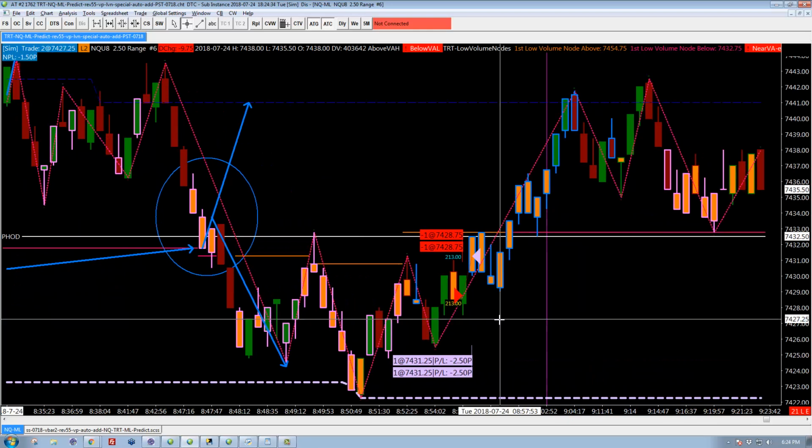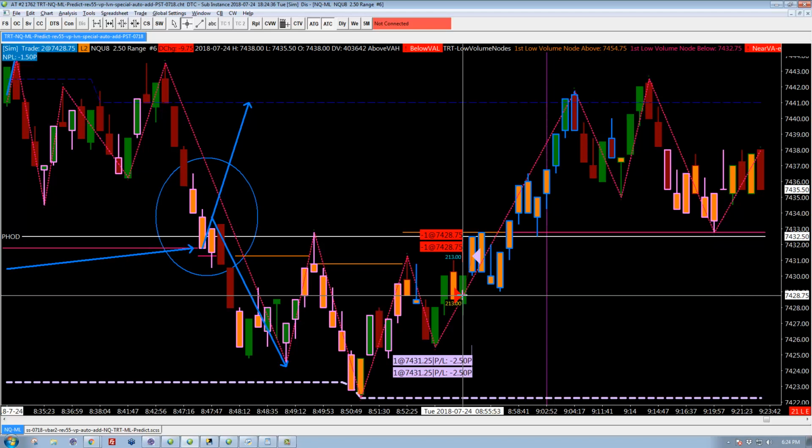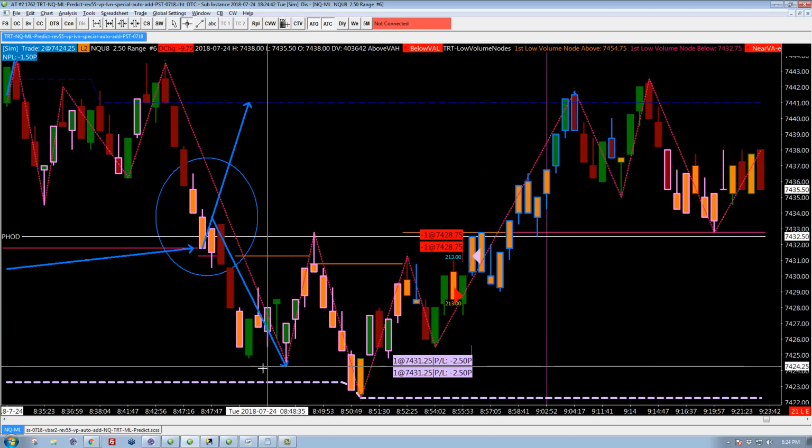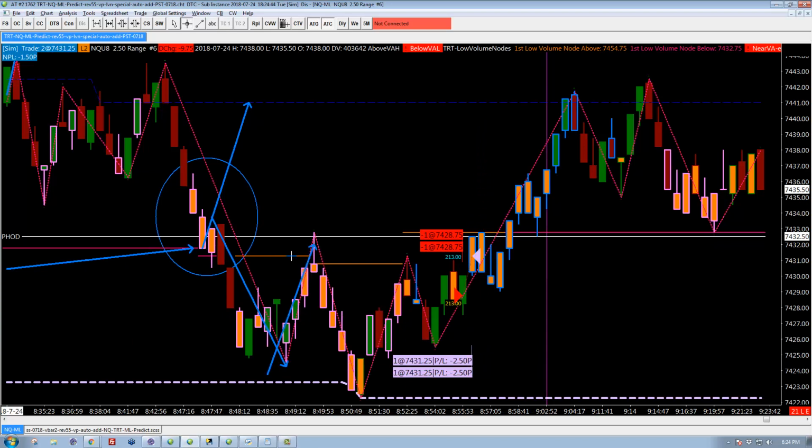Let's see here. We come up and we take a short. The market's turning here, so that's bad. We take a loss. You can see what's happening. We're bouncing up to these low volume nodes and making predictions. If the bar is orange, a prediction was made. If there's no color there, then the prediction was just don't do anything.